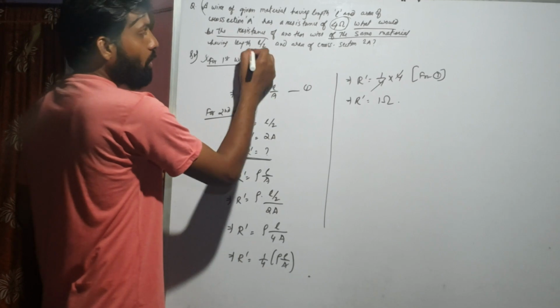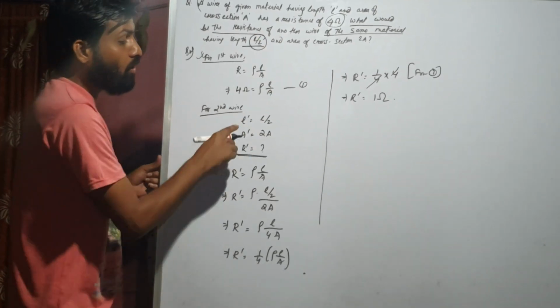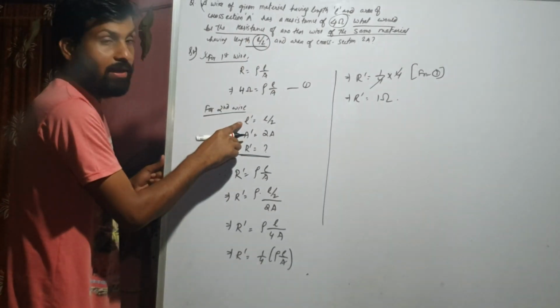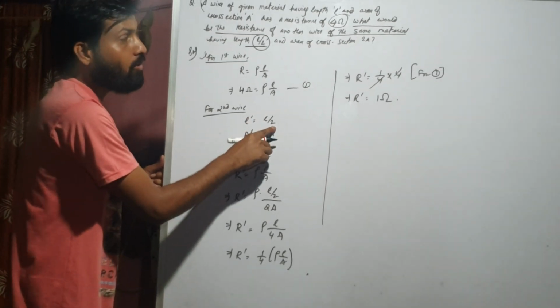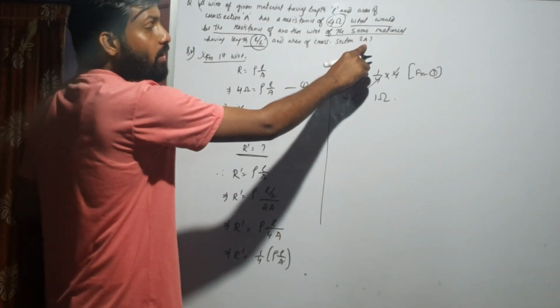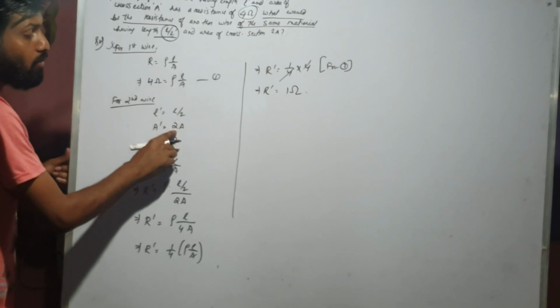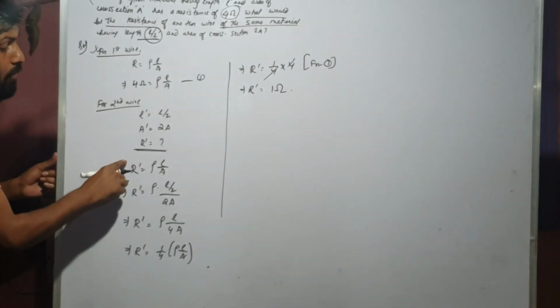They said having length L by 2. So there is a new length, and I have taken L dash equal to L by 2. And the area of cross section is 2A, that is A dash is equal to 2A here.